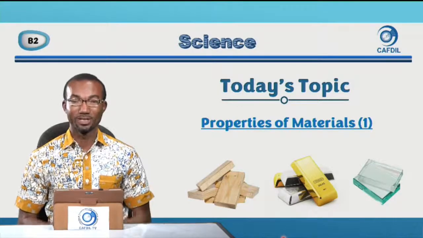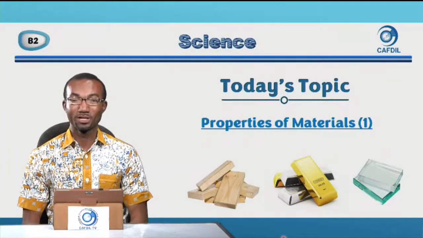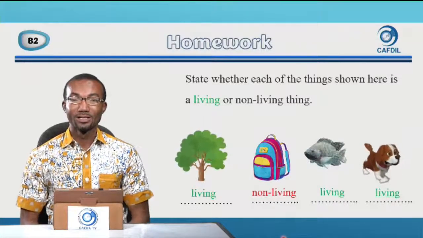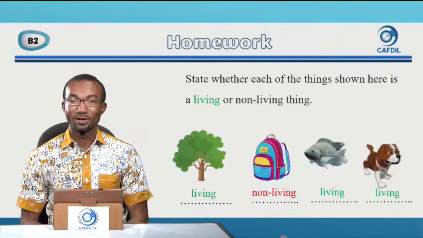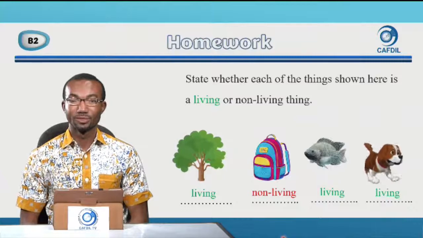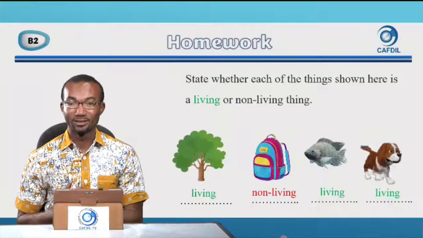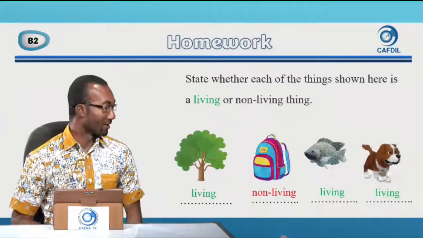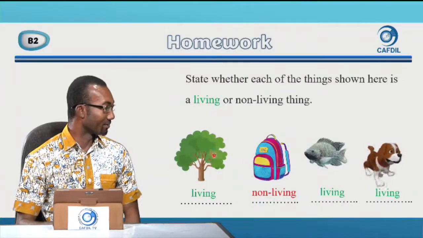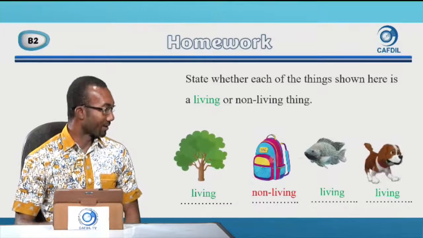But before we move to today's topic, let's mark the homework you were given the last time. State whether each of the things shown here is a living or non-living thing. So a tree, we have school bag, fish, and then dog. You can see that the tree is a living thing. That means that the tree is alive. Your school bag here is non-living.